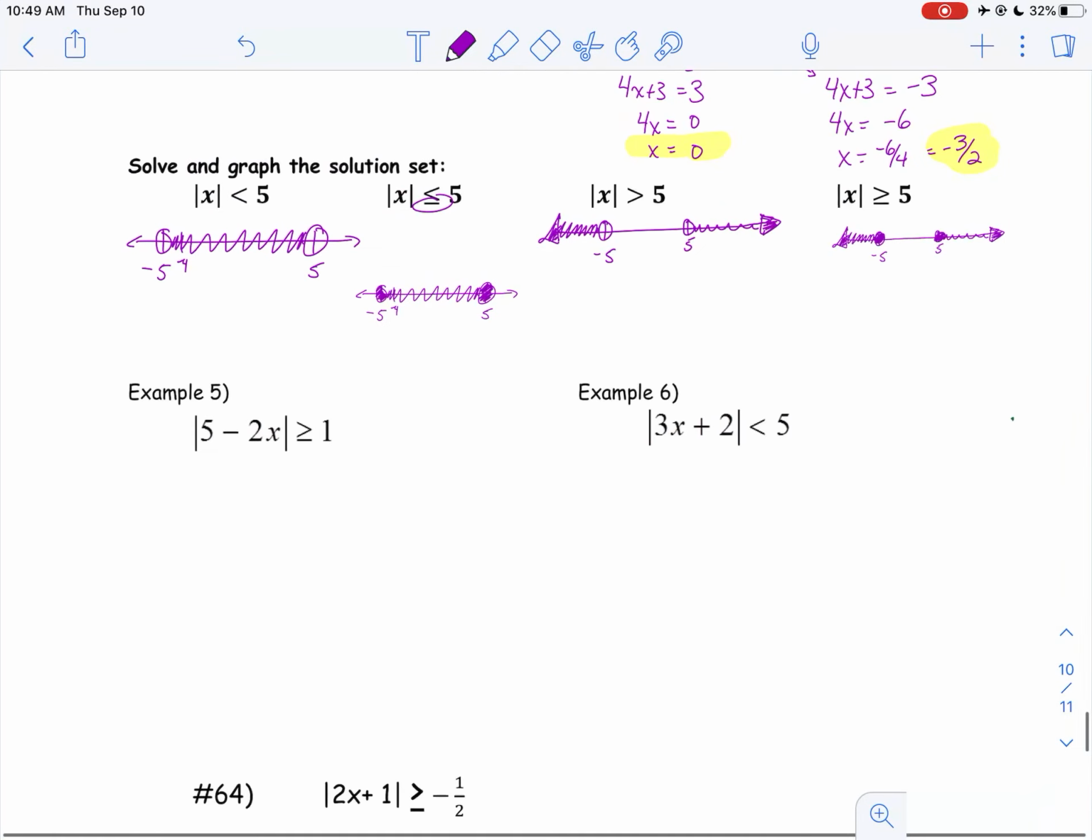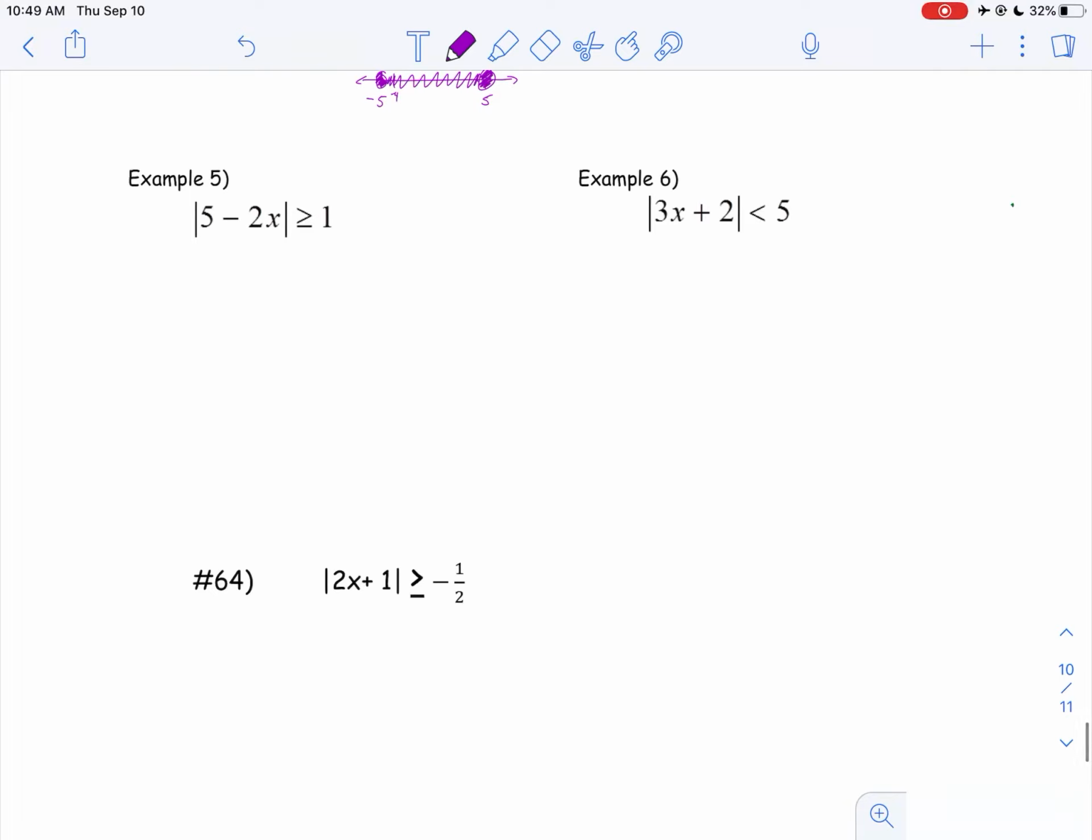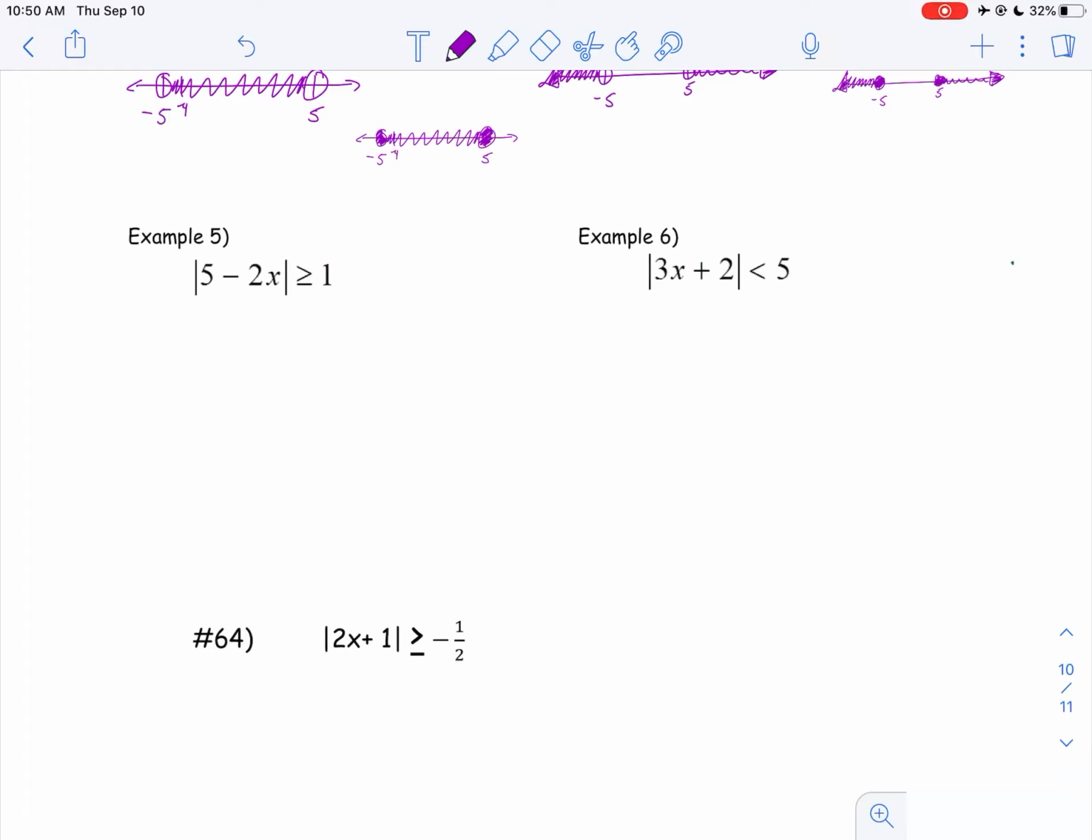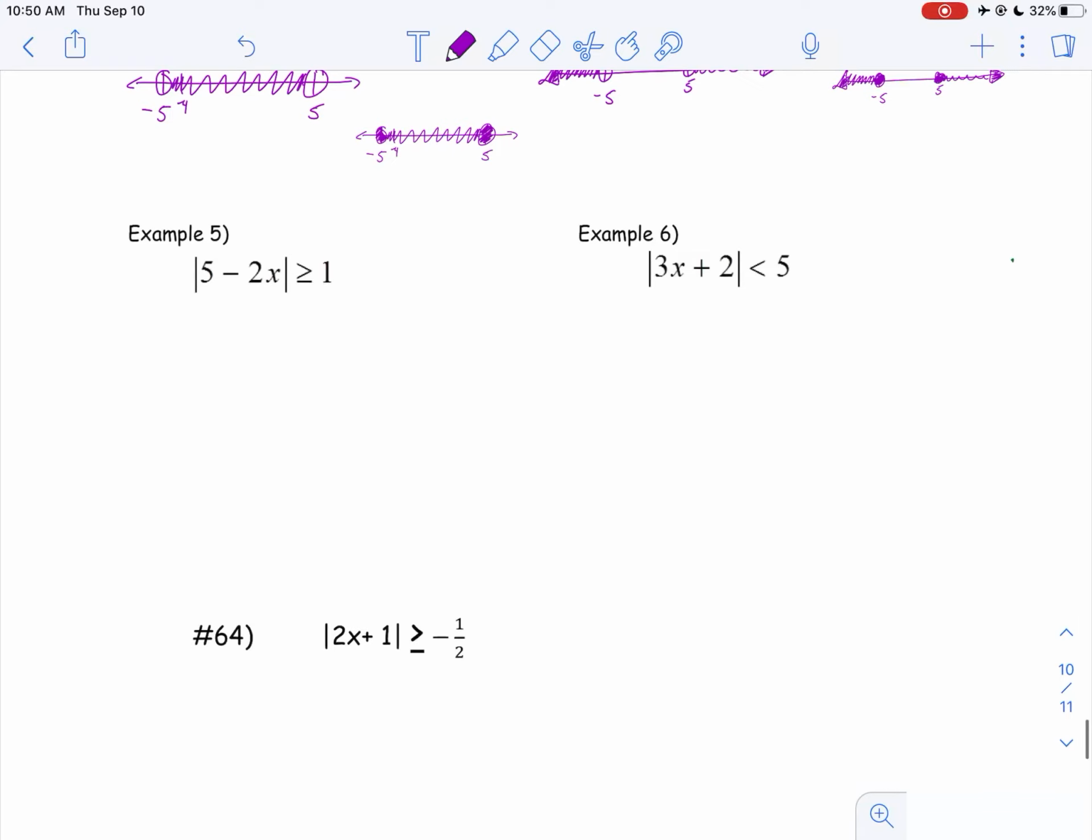Alright, so let's take a look at example 5. Example 5 we're going to set up, and we're going to think about this in two ways. We need 5 minus 2x to be greater than or equal to 1. So kind of thinking about this, if this was 1, we would want things out here. So 5 minus 2x has to be greater than or equal to 1. But remember that whole idea of it could be out here as well? So we're going to have to split this problem into two parts. 5 minus 2x could be less than or equal to negative 1.